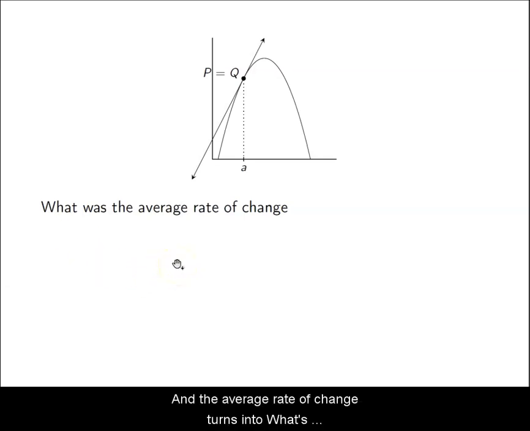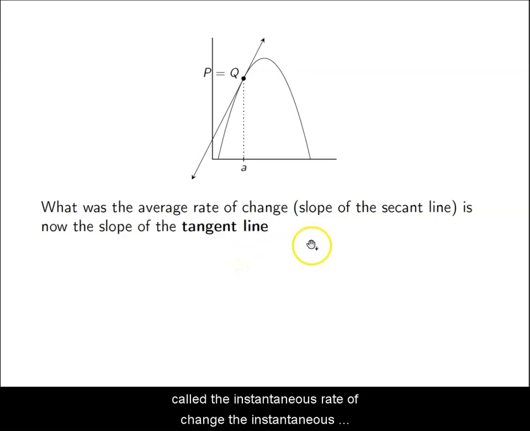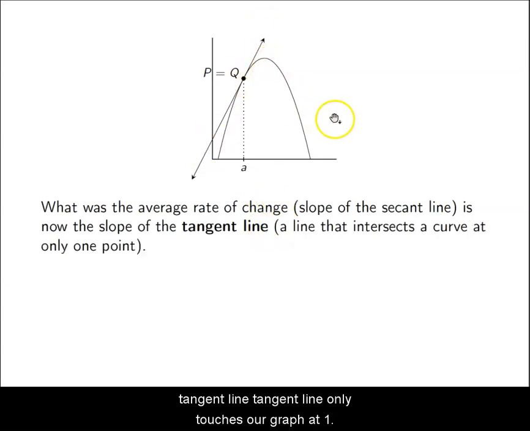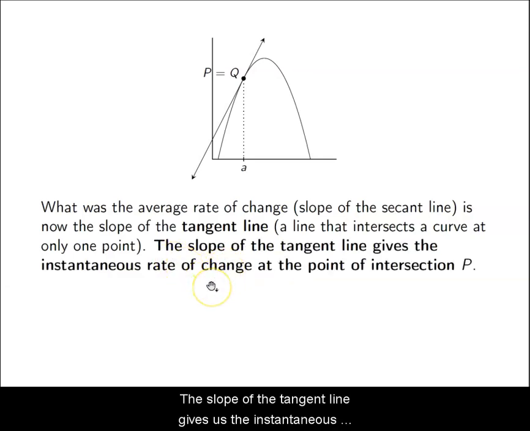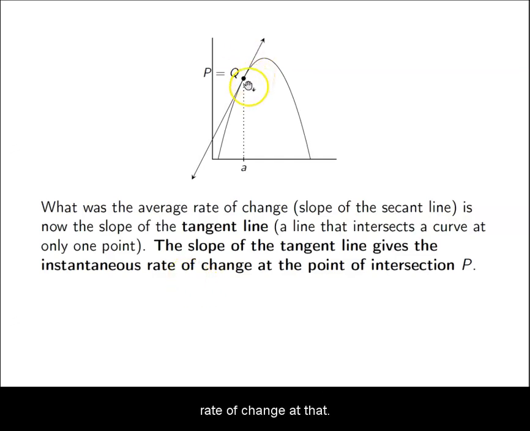And the average rate of change turns into what's called the instantaneous rate of change. The instantaneous rate of change is the same thing as the slope of the tangent line. So the tangent line only touches our graph at one point. Okay, there's only one point of intersection. So the slope of the tangent line gives us the instantaneous rate of change at that point P.